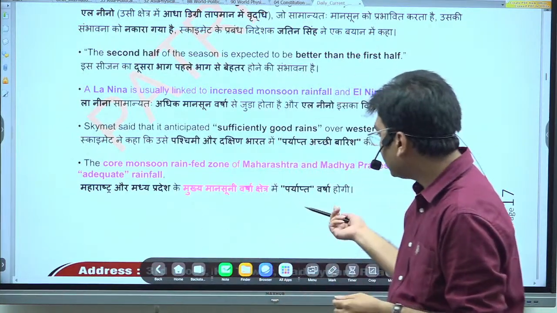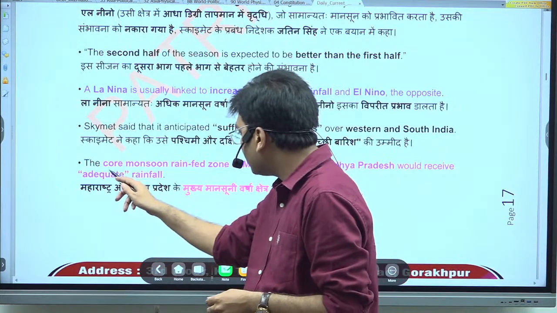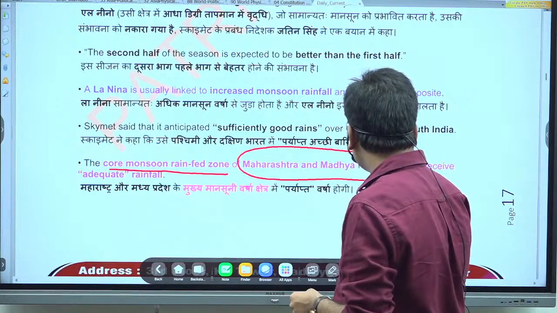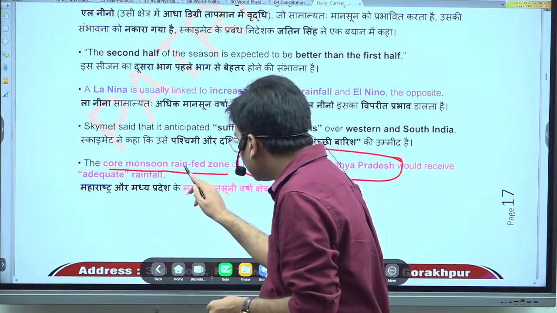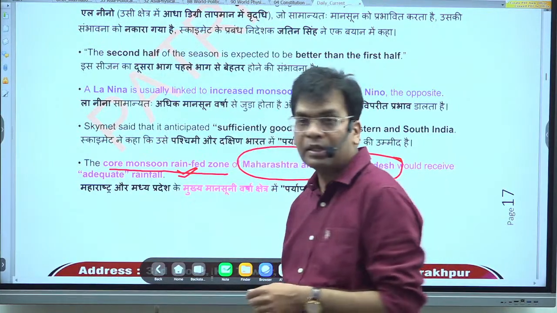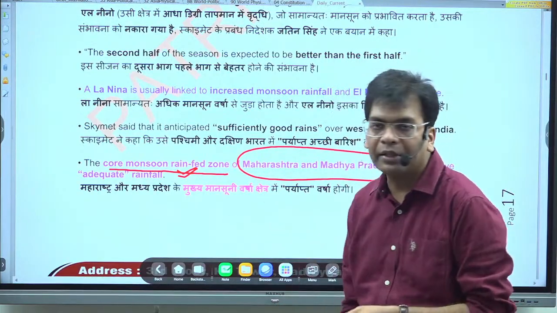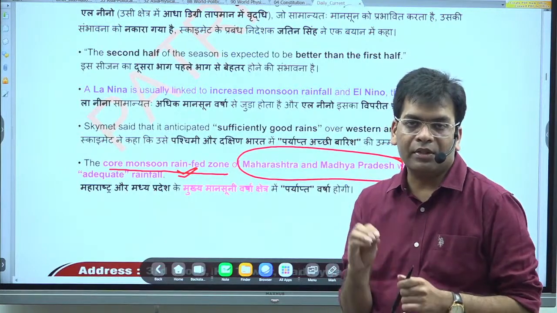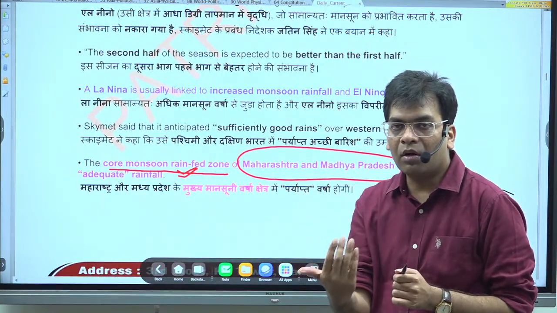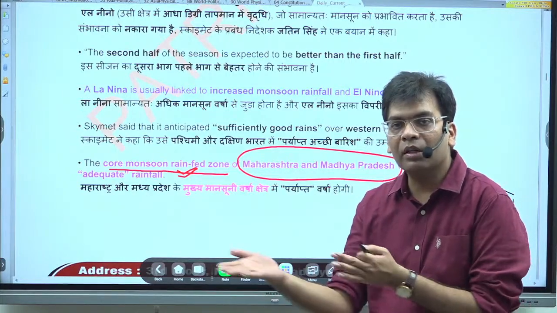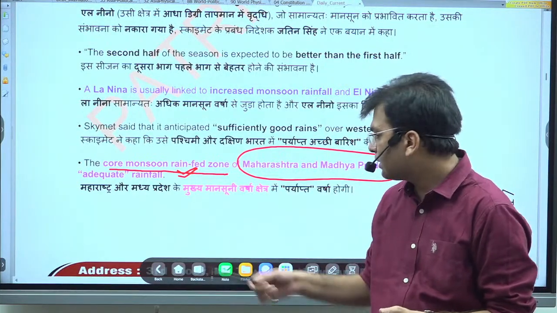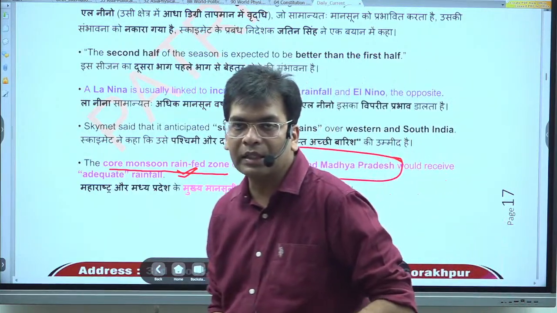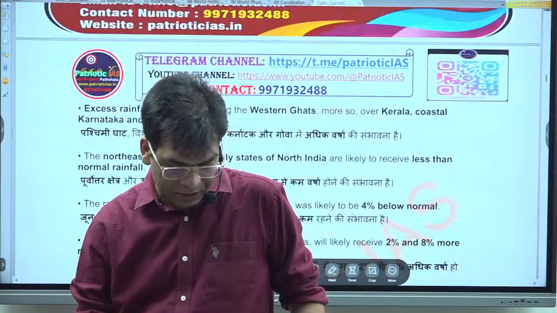Here it has been mentioned as the monsoon rain-fed zone, that is Maharashtra and Madhya Pradesh. What is meant by the rain-fed zone? In most of these areas, irrigation is dependent on rainfall, not on canals, tube wells or other modes of irrigation. The area is dependent on the rain, and that's why we call it a rain-fed area or region.